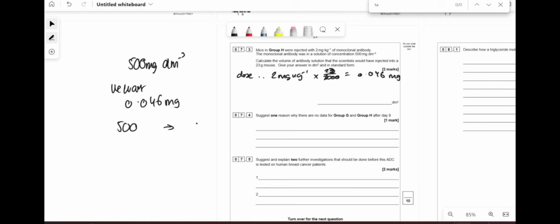500 is 1 decimeter cubed, so 0.046 is going to be whatever we do to 500 to get there. We're going to do that to the 1. So we're dividing 500 by 0.046, which gives 10869.5 and so on. You work that out by dividing these two, and you do the same thing to 1. So you divide 1 by that, and you get 9.2 times 10 to the minus 5.